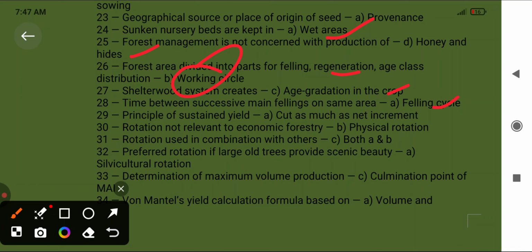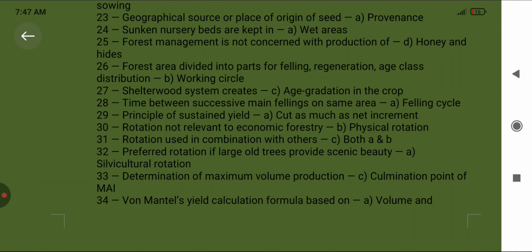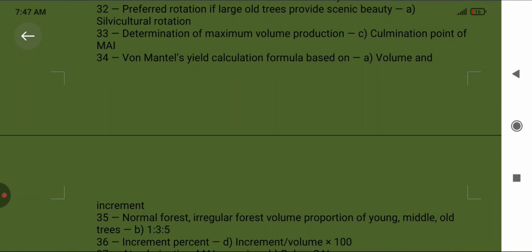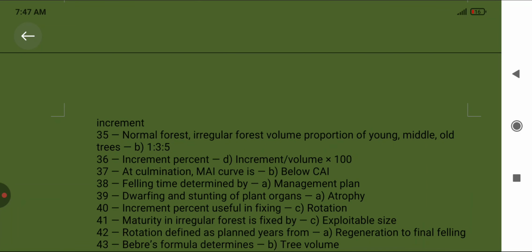Principle of sustained yield: cut as much as net income. Rotation not relevant to economic forestry. Physical rotation used in combination with other, both A and B. Preferred rotation if large old trees provide scenic beauty. Silviculture determination of maximum volume production, culmination point of MI. Von Mantel yield calculation formula based on volume and increment.